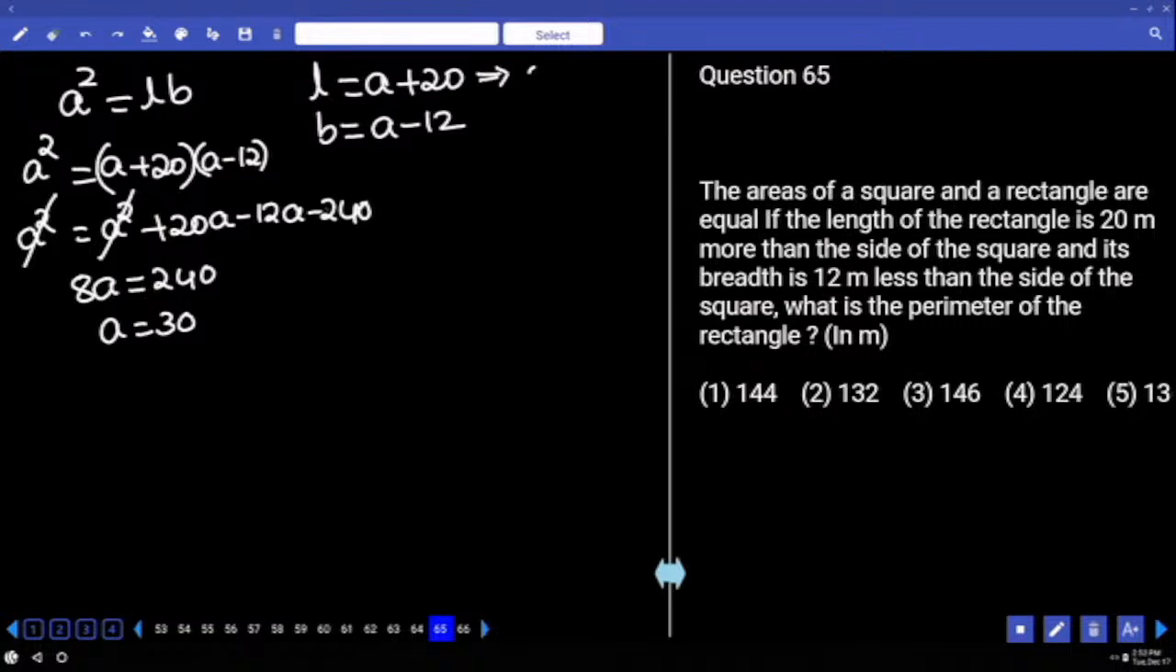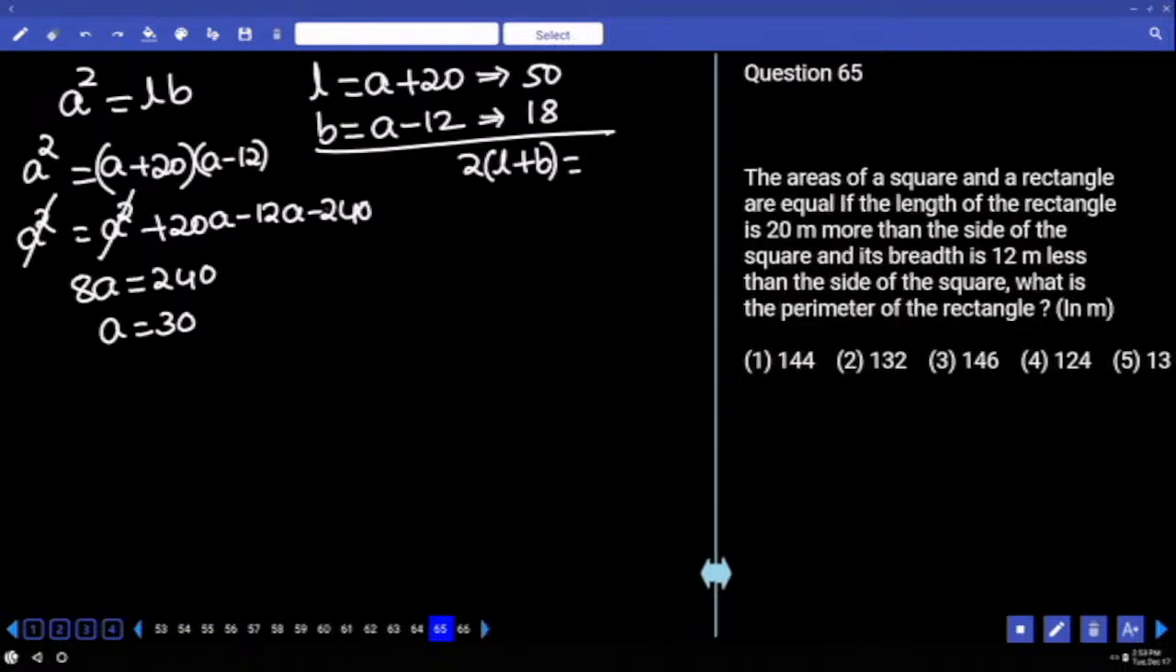Then length is 50, breadth is 18. Perimeter means 2 of L plus B. 50 plus 18, 68. 2 times 68 is 136. That's your answer.